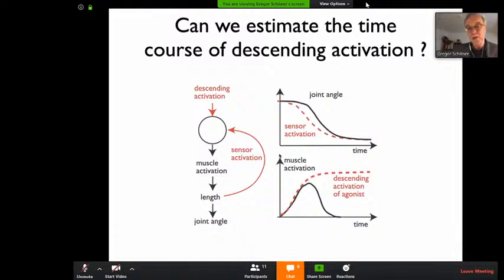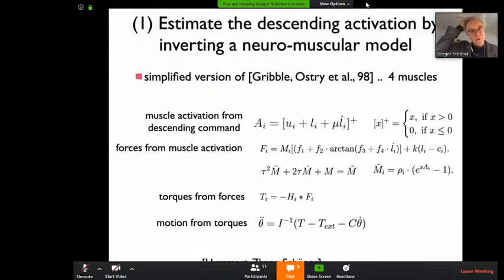And I want to take you now through three different ways we have tried to estimate that descending activation. The third one is actually Li Zhang's, and I'll just hint at it, and then it's through his work. He will present more on that in the future. A very direct way, I can't say simple, but very direct, is just to take a neuromuscular model, a model of the muscle dynamics, of biomechanical dynamics, and the reflex, and invert the model.